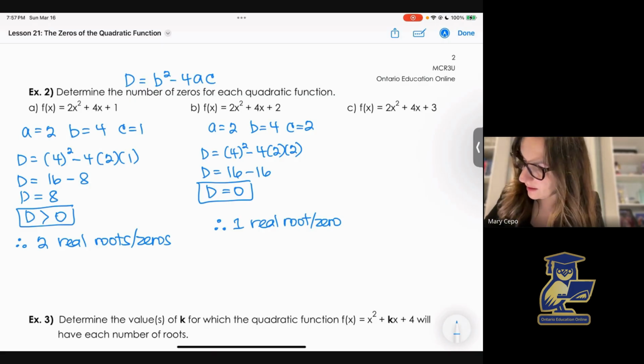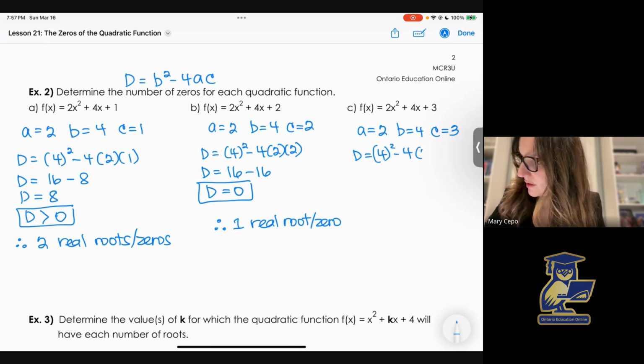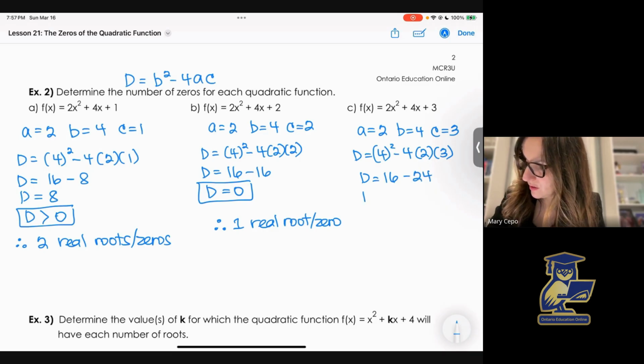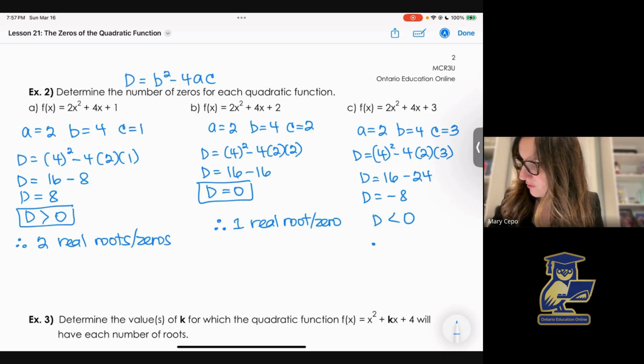Looking at C, again, A is equal to 2, B is equal to 4, C is equal to 3. So the discriminant is equal to 4 squared minus 4 times A times C. So D would equal 16, 4 times 2 is 8, times 3, which is minus 24. So D is equal to negative 8. So D is less than 0. Therefore, 0 real roots/zeros.